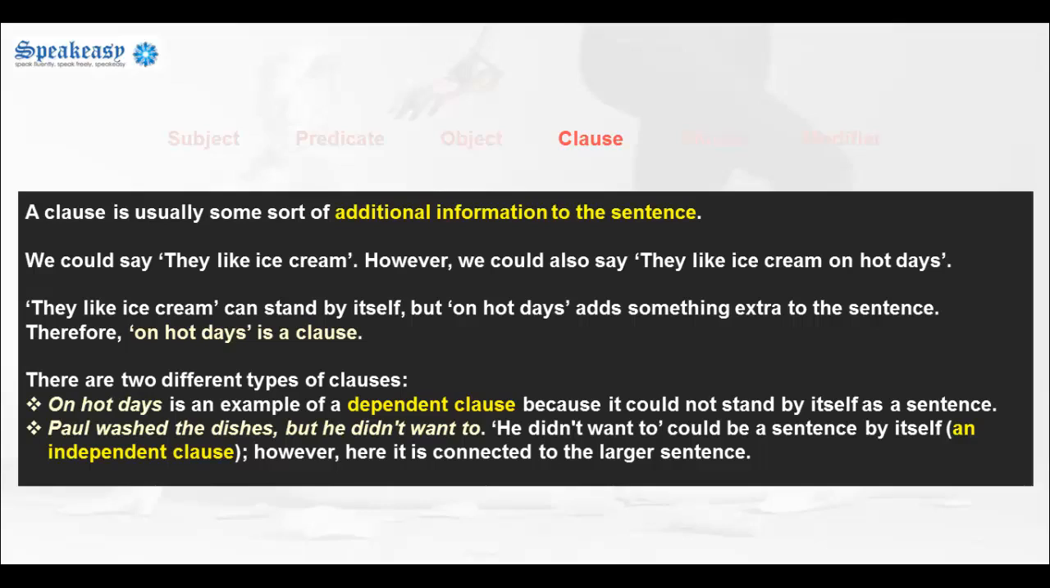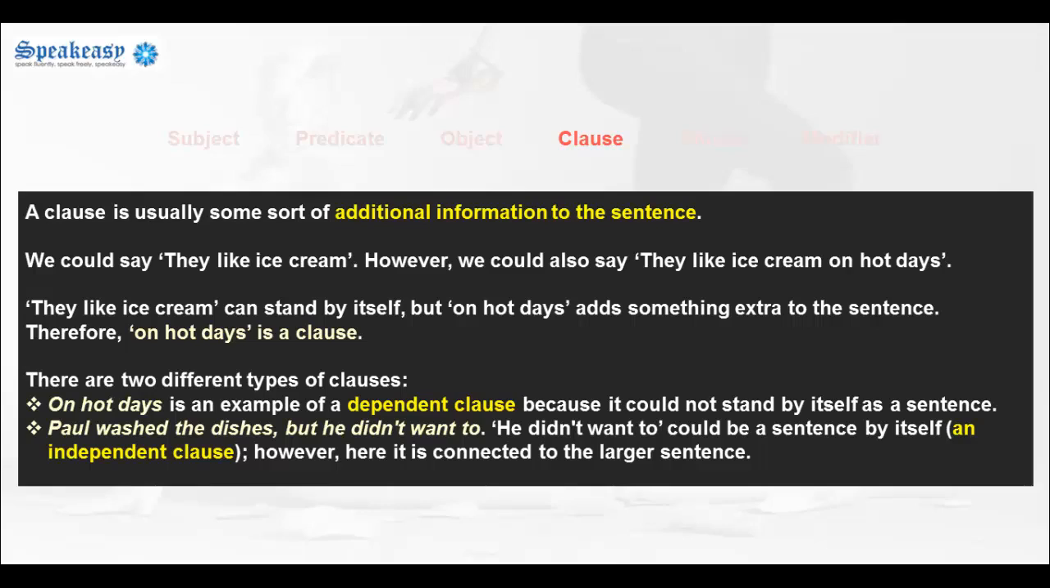There are two different types of clauses. On hot days is an example of a dependent clause because it could not stand by itself as a sentence. Paul washed the dishes, but he didn't want to. He didn't want to could be a sentence by itself, an independent clause. However, here it is connected to the larger sentence.